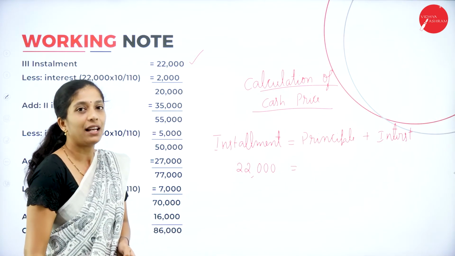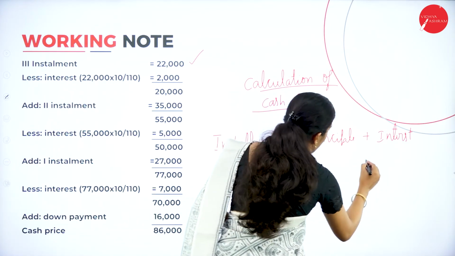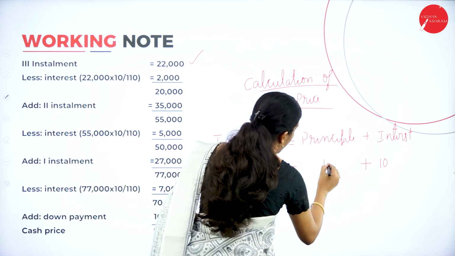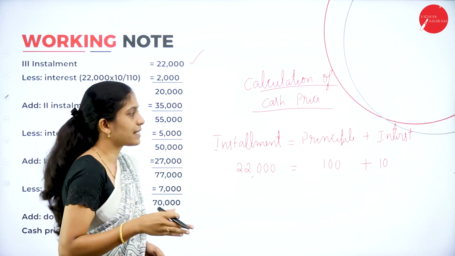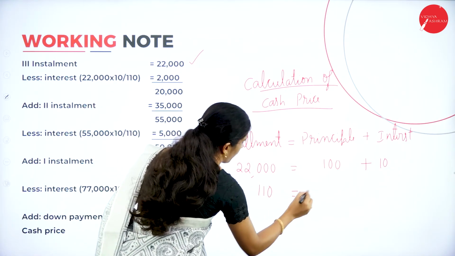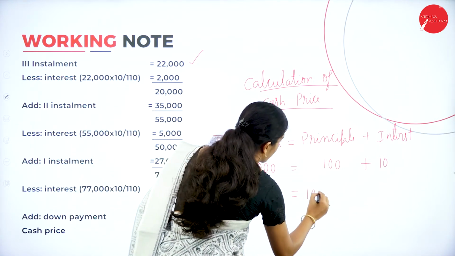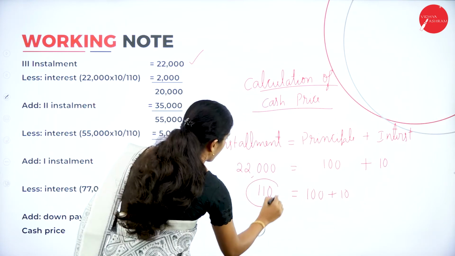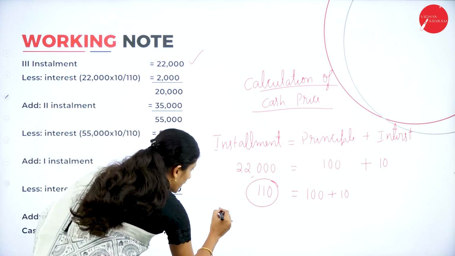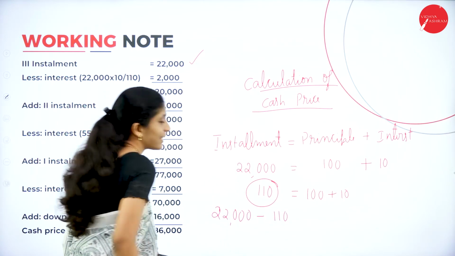Now what is the principal? We don't know the principal, and we don't know the interest, but they have given the percentage of interest: 10%. So let us assume principal is 100. Clear? So principal is 100, interest is 10, and the installment amount is 110. When you add principal plus interest, we get the installment amount. So 100 plus 10. Now our installment is 110%, right? So for 22,000, the third year installment, it is 110%.